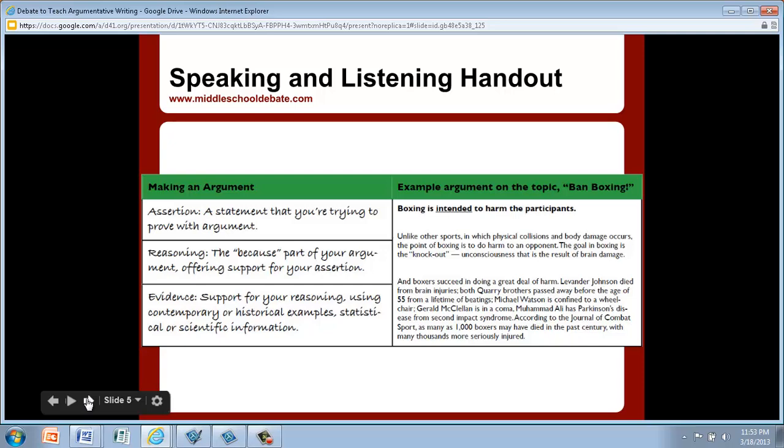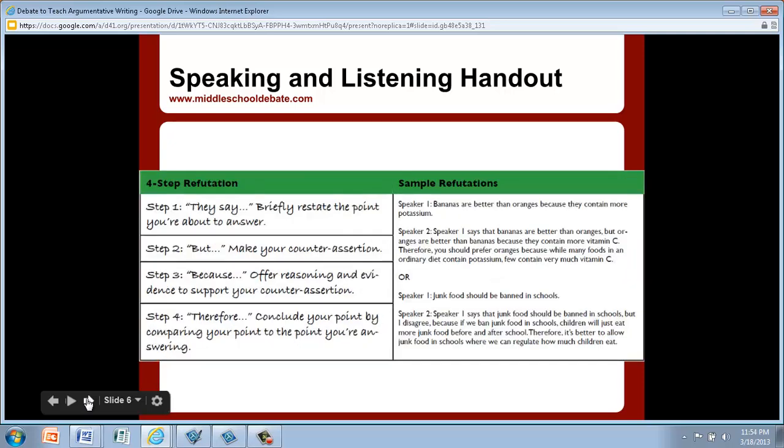Here's an example, a snippet from the Speaking and Listening handout from middleschooldebate.com, teaching students how to use those components to make an argument on the left-hand side, and then on the right-hand side giving them an exemplar of how it might sound when they put it all together in the debate. From that same worksheet, they also give a 4-step process to refute someone else's argument, and that's on the left-hand side. On the right-hand side, the exemplar refutation.